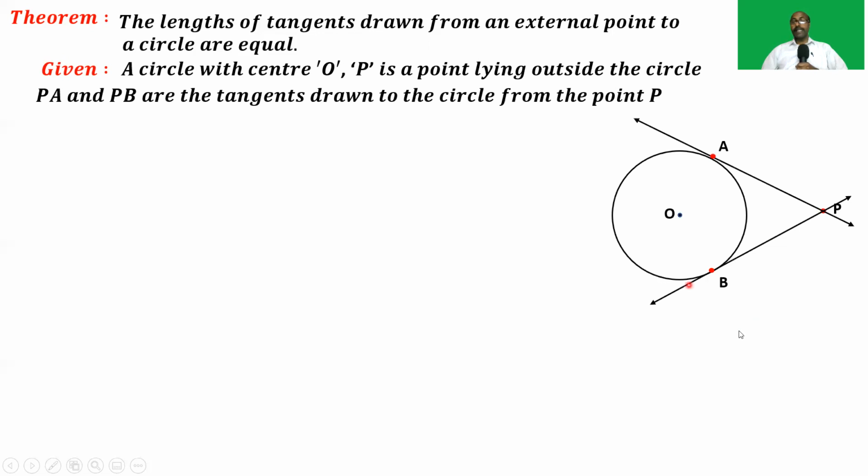So PA and PB are the tangents, and here we call PA and PB the lengths of the tangents, where the tangents from P touch the circle at A and B. To prove that the lengths of tangents are equal, that is PA is equal to PB, we have to make a construction that joins O to A, B, and P, like this.